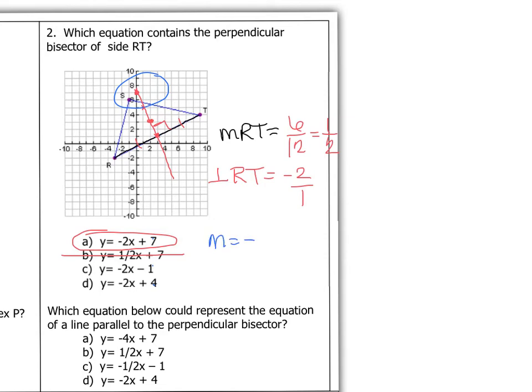So the slope of the perpendicular bisector is -2. So if we wanted a parallel slope, it would also have to be -2. Therefore, D is your answer.